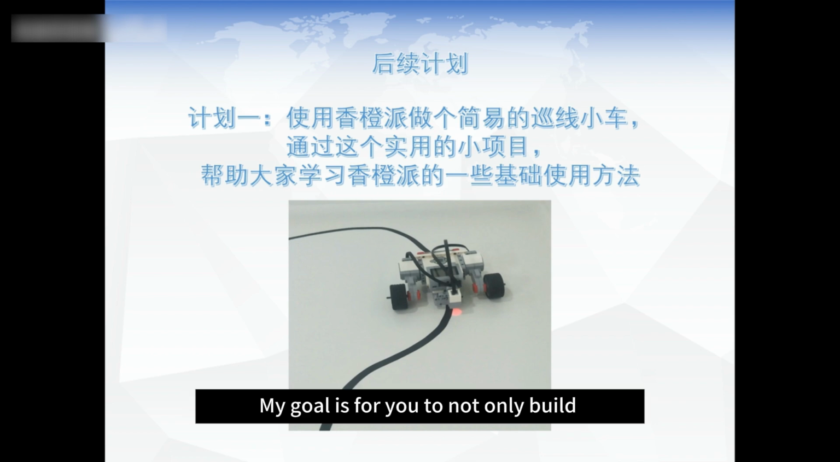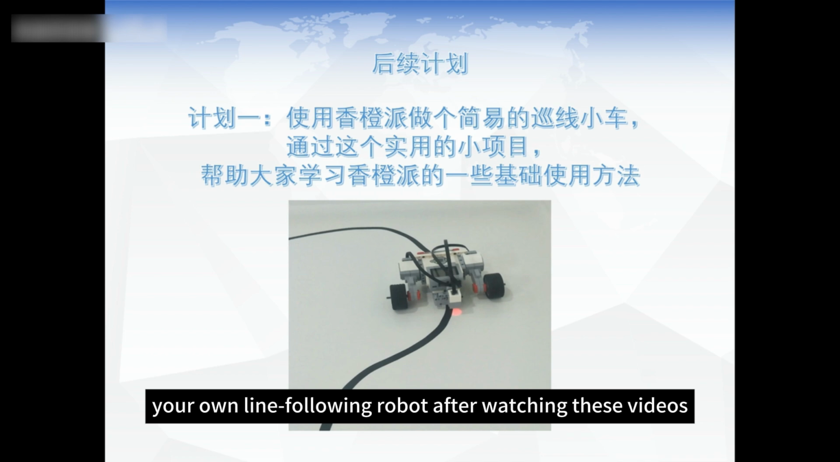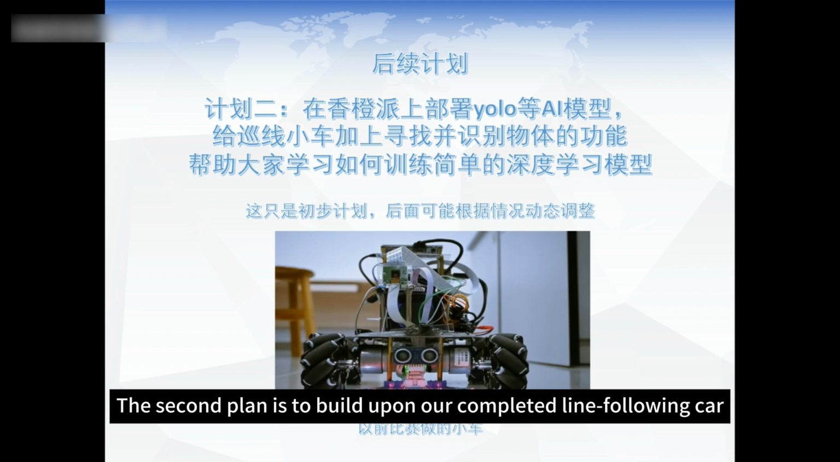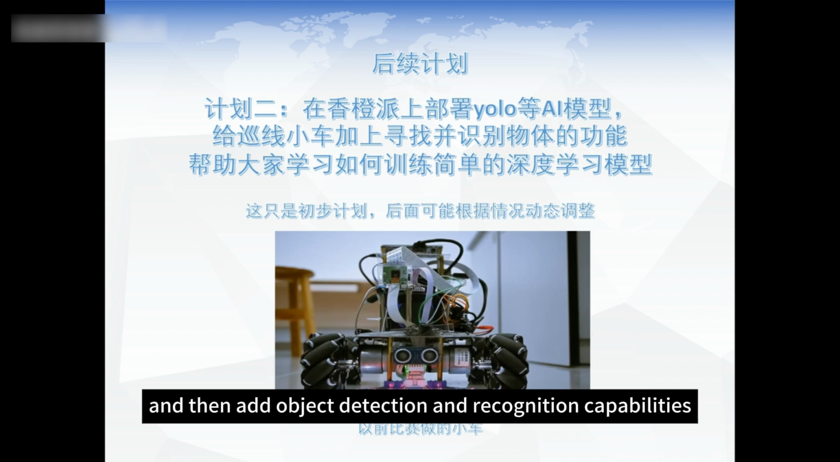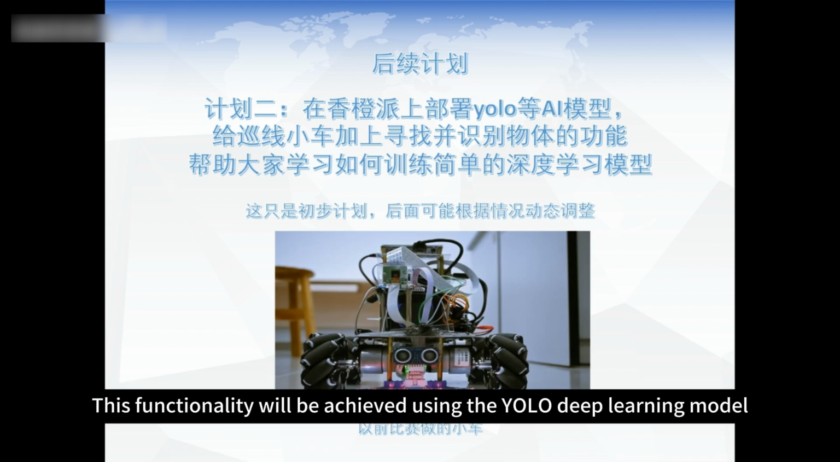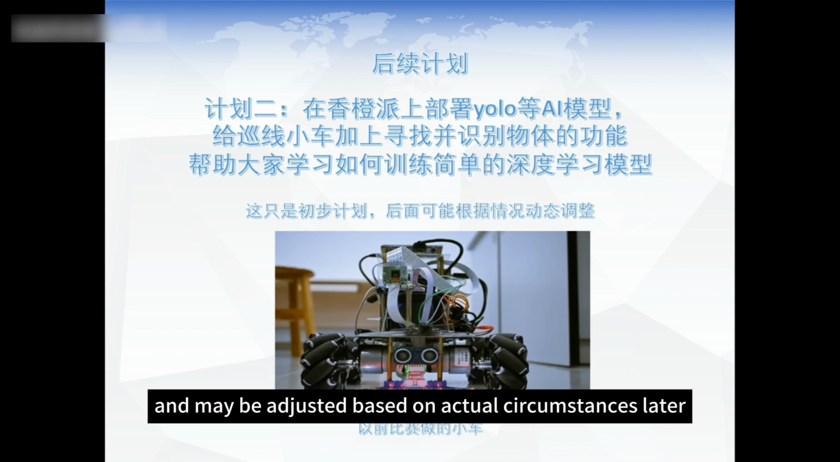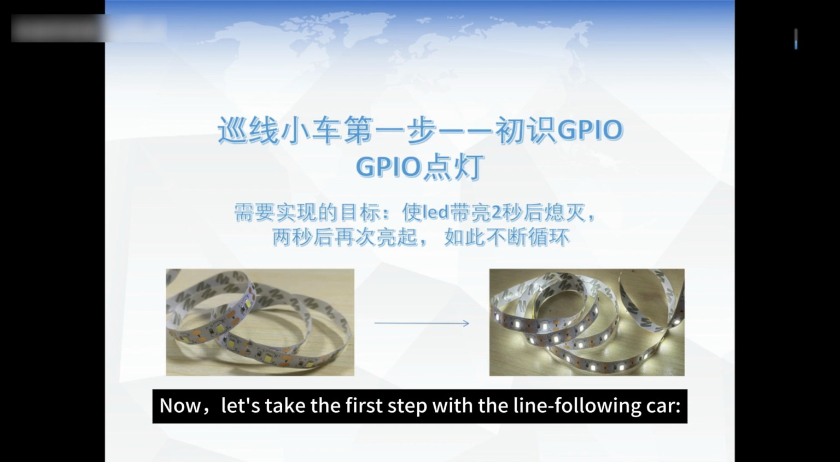My goal is for you to not only build your own line-following robot after watching these videos, but also to leverage these foundational skills to create your own innovative projects. The second plan is to build upon our completed line-following car, and then add object detection and recognition capabilities. This functionality will be achieved using the YOLO deep learning model. At that stage, we'll teach you how to train and deploy our deep learning model. Of course, these are preliminary plans, and may be adjusted based on actual circumstances later. Now, let's take the first step with the line-following car.